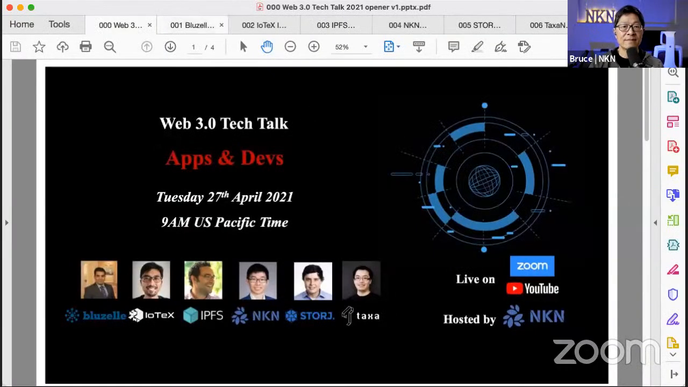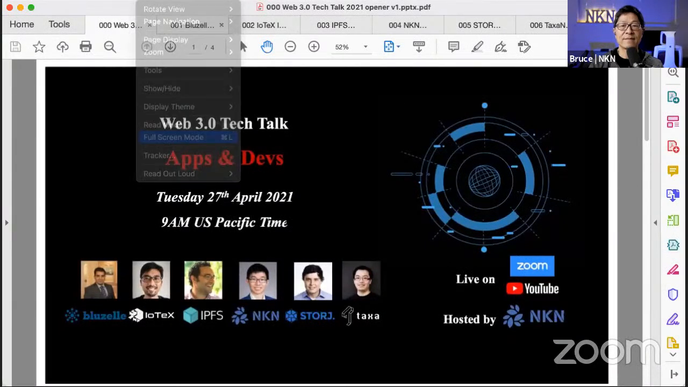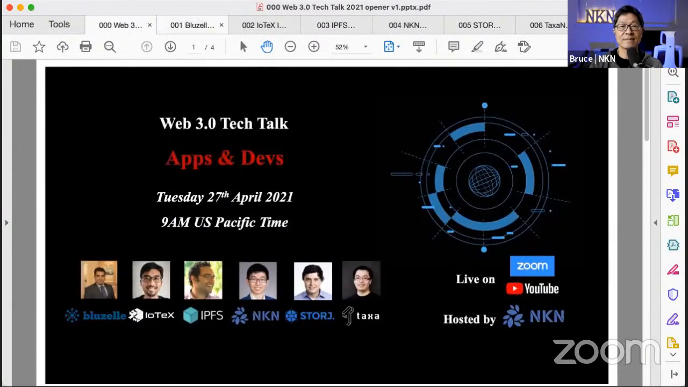So let me share my screen. As you can see from the screen, we have Neeraj from Bluzelle, Raullen from IoTeX, Dietrich from IPFS and Protocol Labs, and we have Yilun from NKN, Kevin from Storj, and TF from Taxa. So we have the tech leads, and we have the CTOs, and also ecosystem leads.